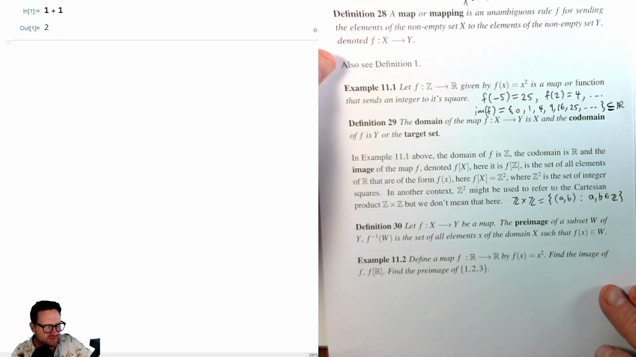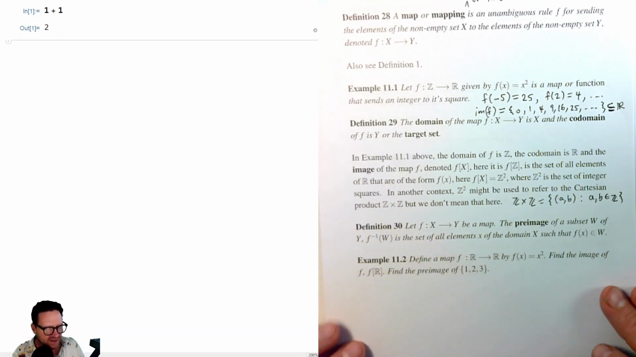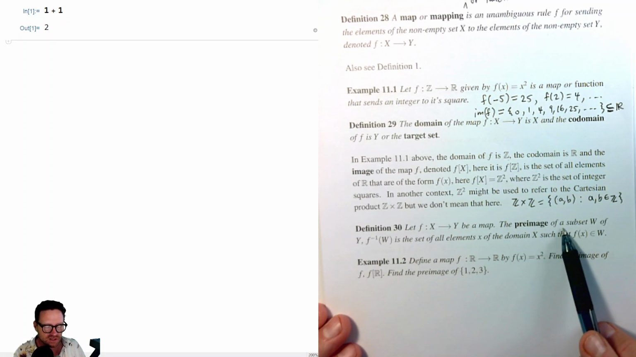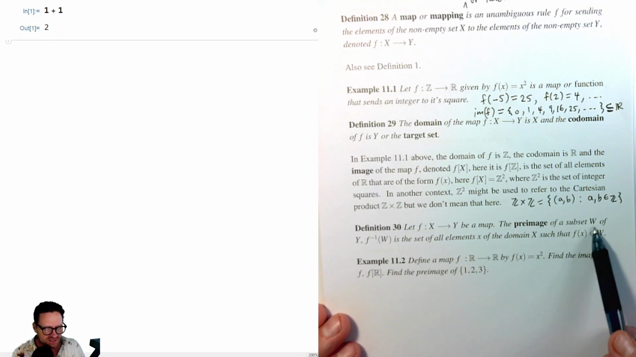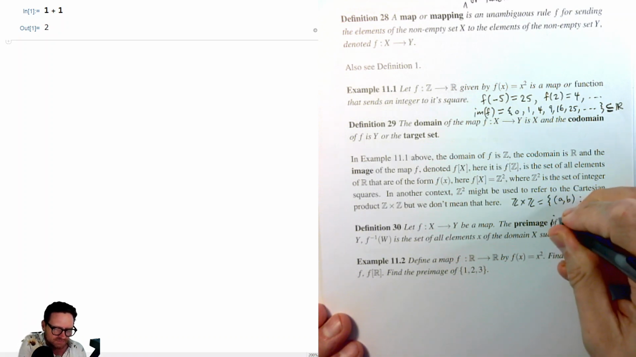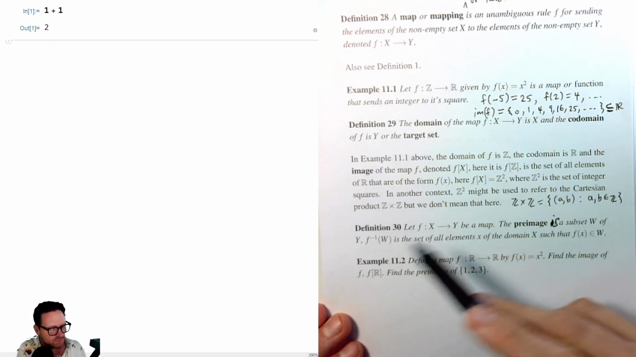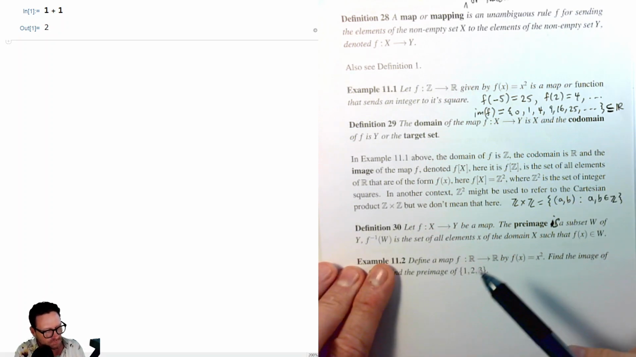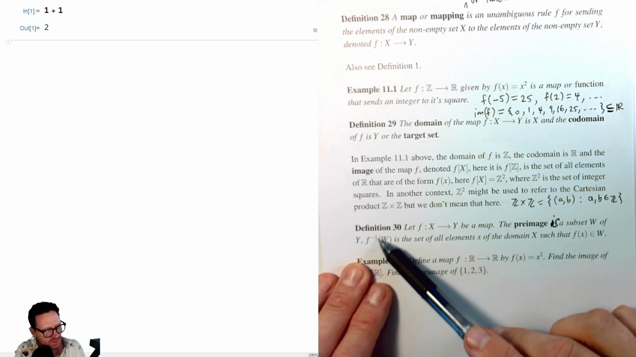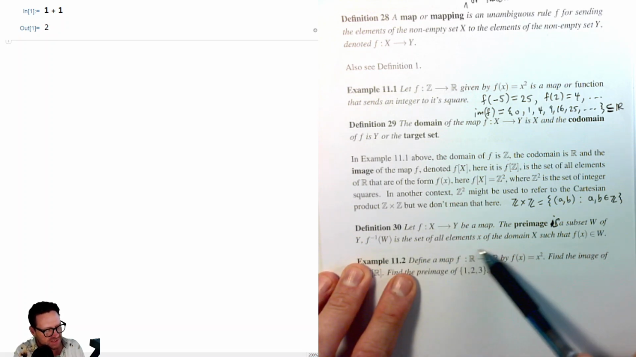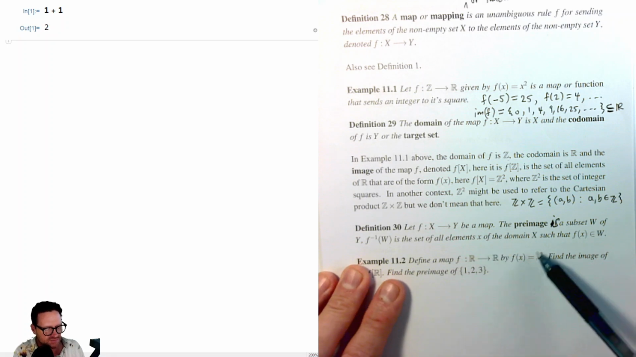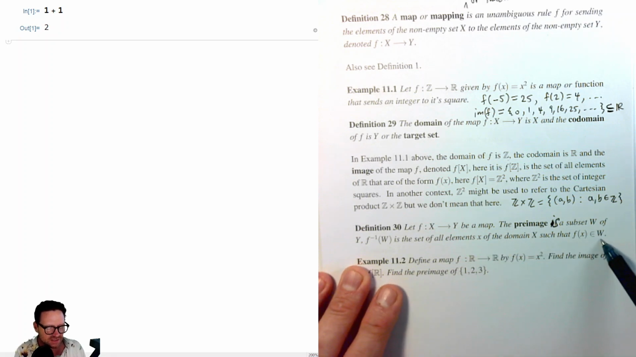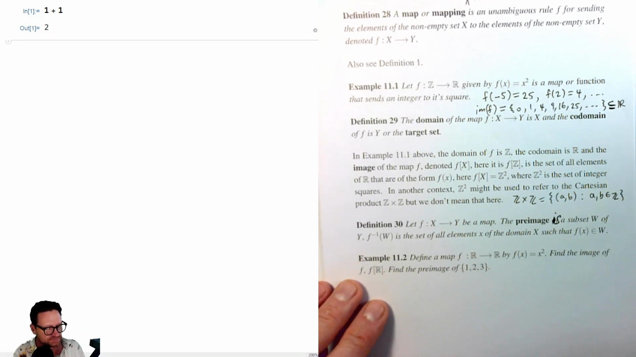Definition 30. Let f map X to Y. The preimage of a subset W of Y, f superscript minus 1 of W, is the set of all elements x of the domain such that f of x belongs to W.